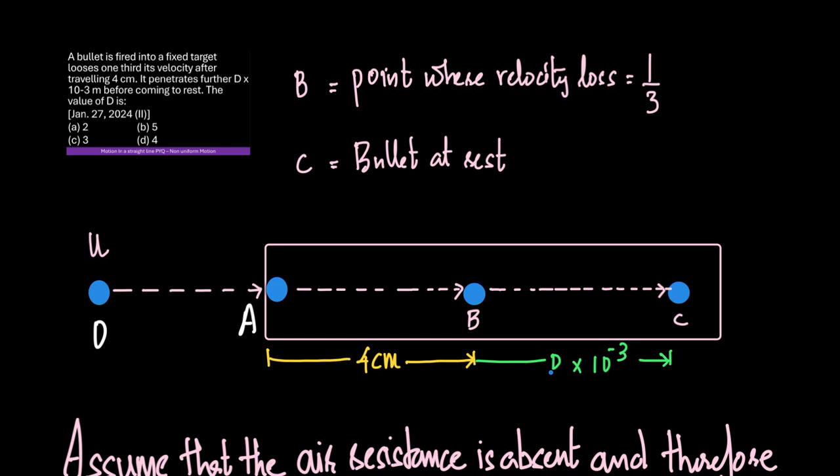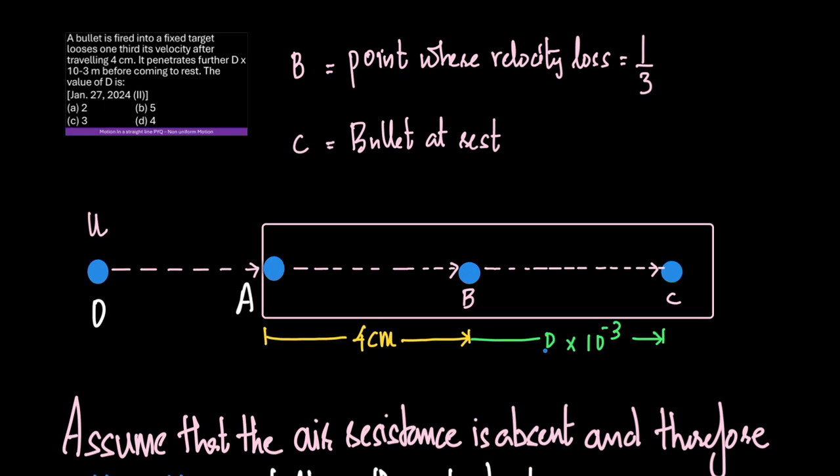One that we have here. It says a bullet is fired into a target which loses one third of its velocity after traveling 4 centimeters. So we have a bullet which is fired from a gun. It enters a wooden fixed target, or let us say a wooden plank or anything, and it loses one third of its velocity after 4 centimeters. So after traveling 4 centimeters, it loses one third of its velocity.